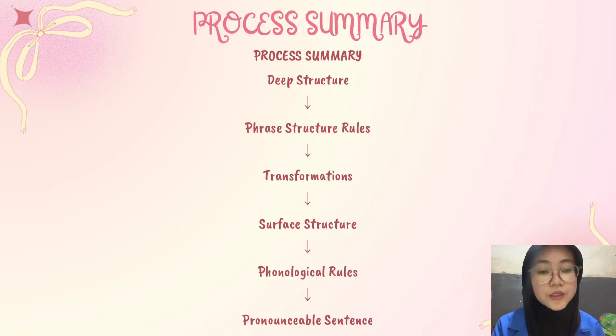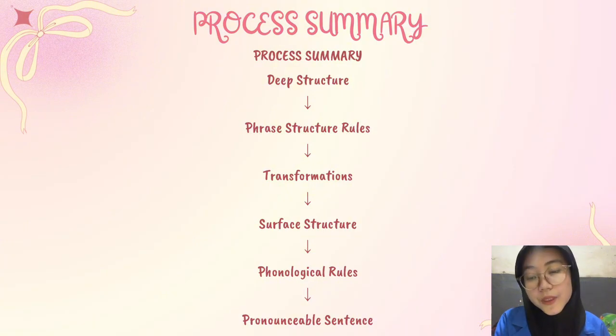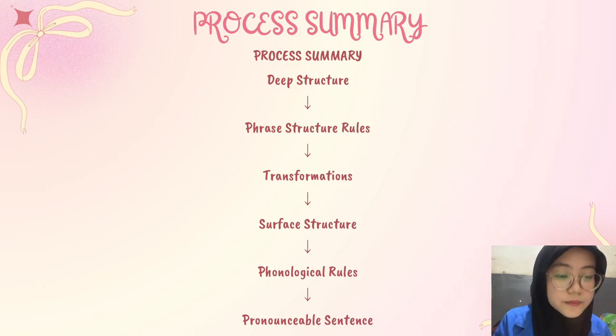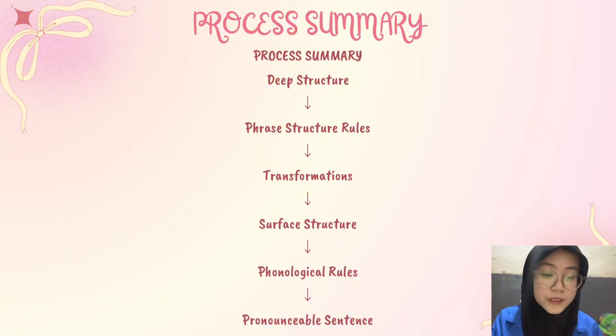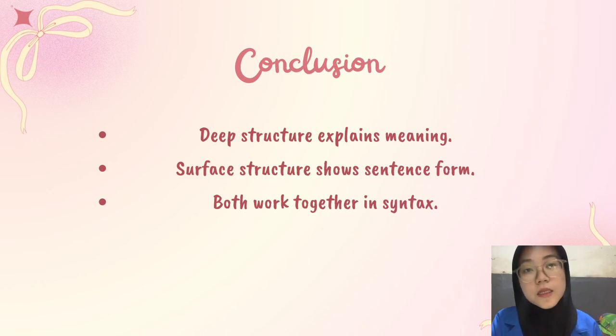So this is the process of sentence formation. From deep structure, it goes to phrase structure rules, then transformation, then surface structure, then phonological rules, and the last is a pronounceable sentence. So deep structure is formed first, then it goes through grammatical rules until it becomes a pronounceable sentence. In conclusion, deep structure explains meaning, while surface structure shows the sentence form. Both structures work together to help us understand the language.